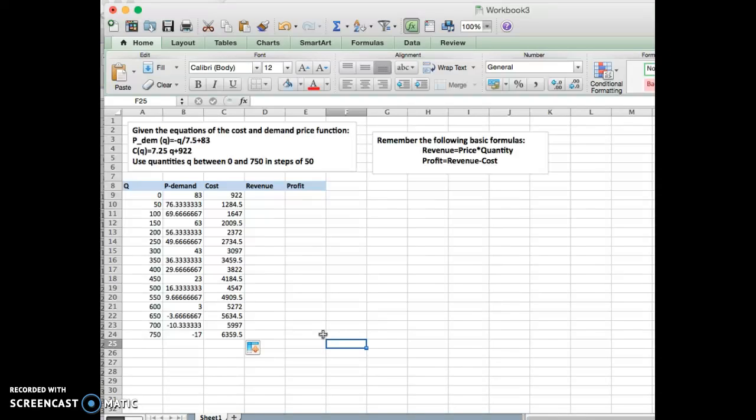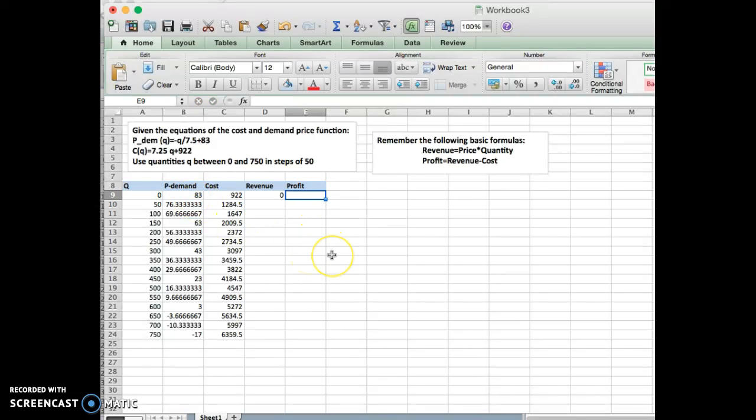And we want to know the revenue and the profit based on this data. The revenue is the price times the quantity. So revenue should be equal to the price multiplied times the quantity. So it's B9 times A9. We're just multiplying the values from the first and the second column.